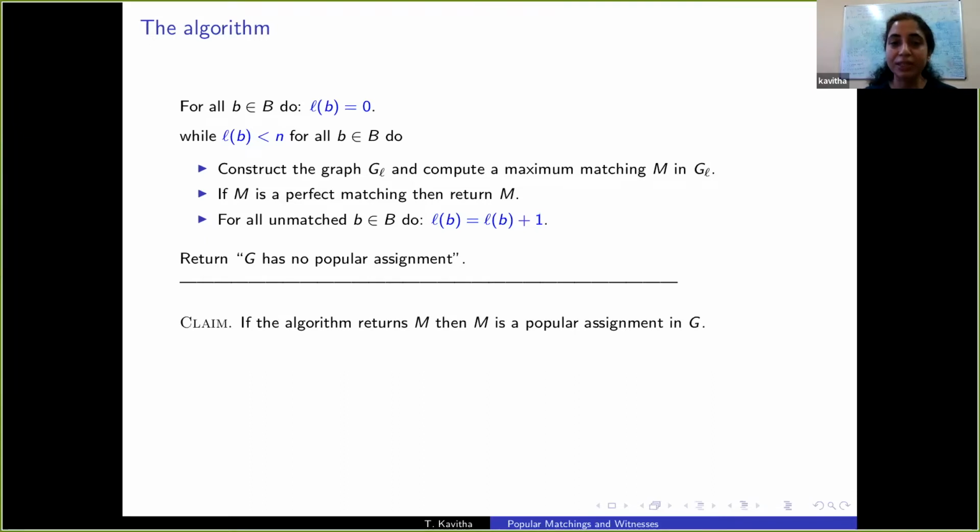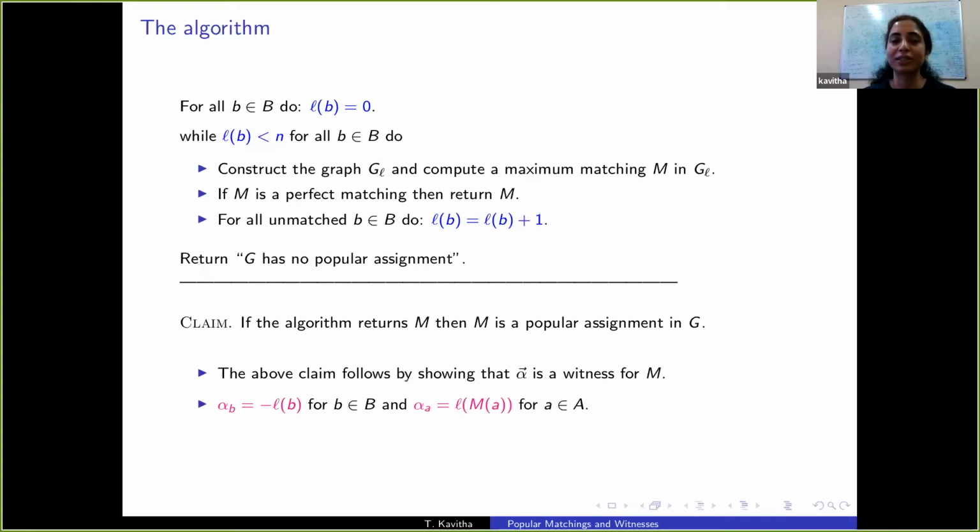So in case we return a matching, the fact that it's a popular assignment is the easy side actually. We can prove it's a popular assignment by constructing a witness for it, and the levels basically give us this witness. Alpha of B will be equal to minus of its level, and alpha of any A will be equal to the level of its partner. It's easy to show that this is indeed a dual feasible solution, and by construction, the sum of all the alpha values is 0.